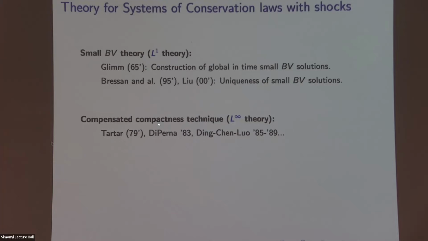There was compensated compactness, which is sometimes called the L infinity theory. That's a way to construct solutions only for 2x2 systems. Anyway, I'm talking about 2x2. Compensated compactness is a way to construct weak solutions for generic L infinity data. This means you don't have the BV constraints, but then you have no uniqueness there.